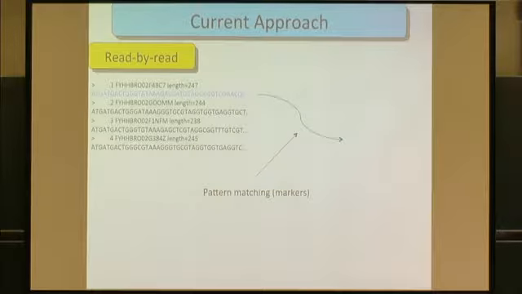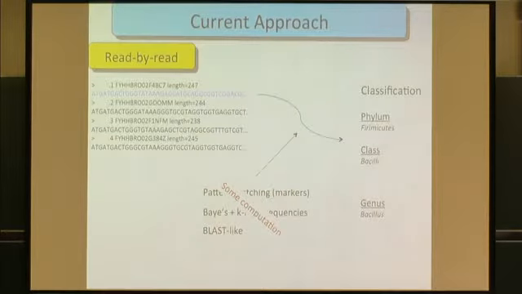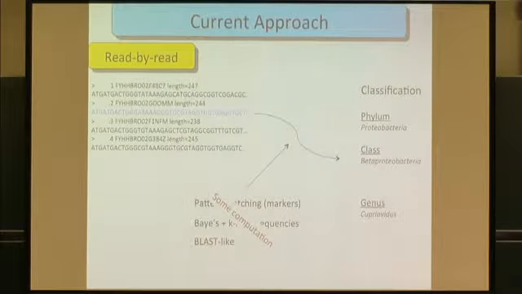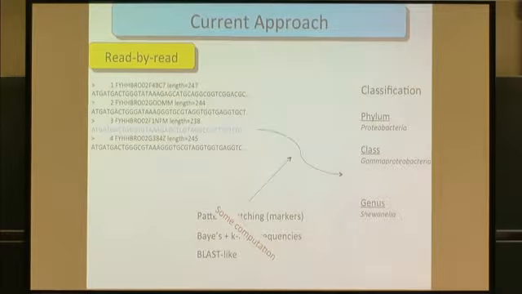So you could be doing string matching or pattern matching, like if you're using MetaPhlAn. Or you could be using Bayes' theorem, like if you're using a naive Bayesian classifier. Or you could be doing something BLAST-like, like with Taxy. But basically, at the end of the day, you're taking a read and you're doing some computation on it. And then from that computation, you get your classification that looks like this. And then you go to your next read, you do the same computation, you get another classification, and so on and so on.